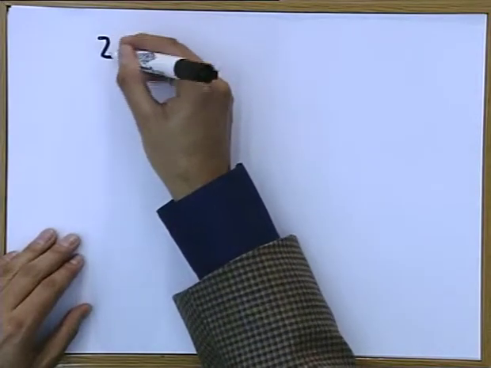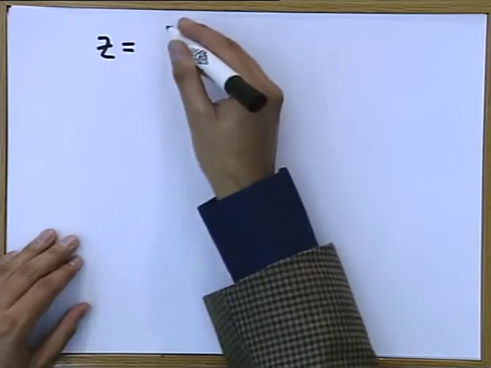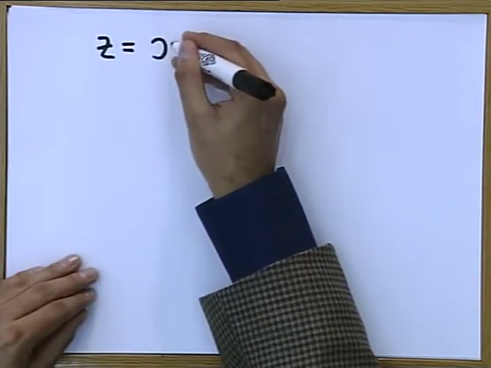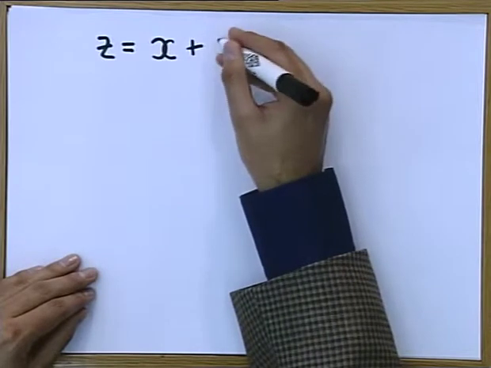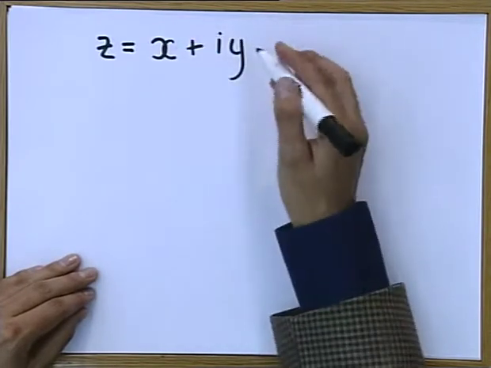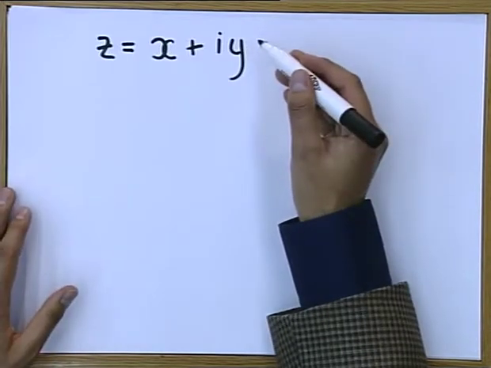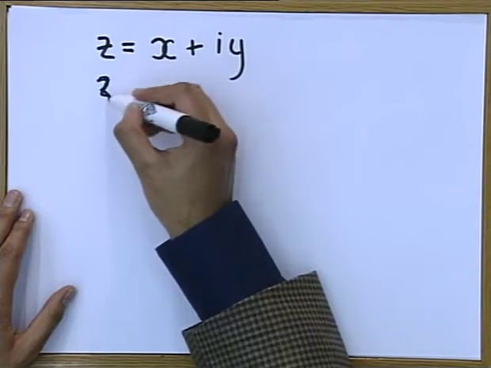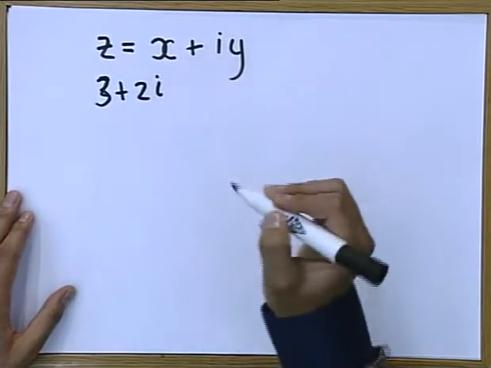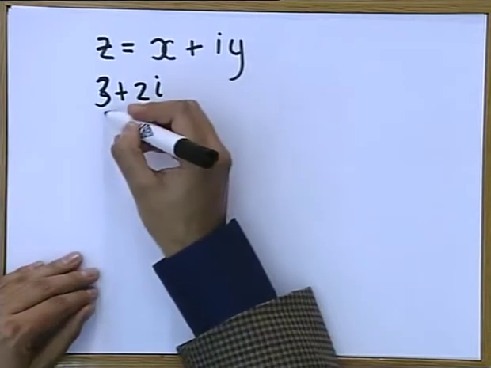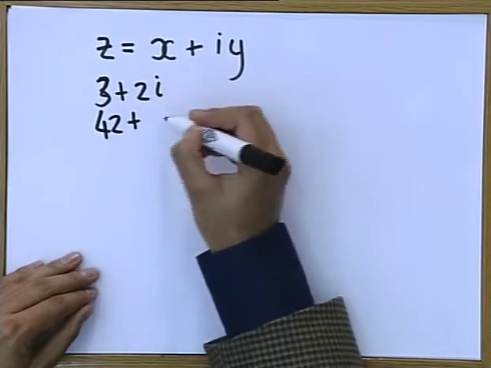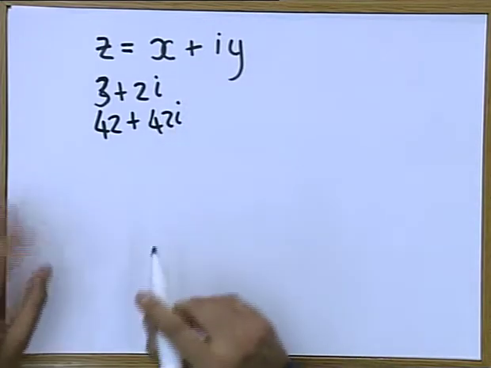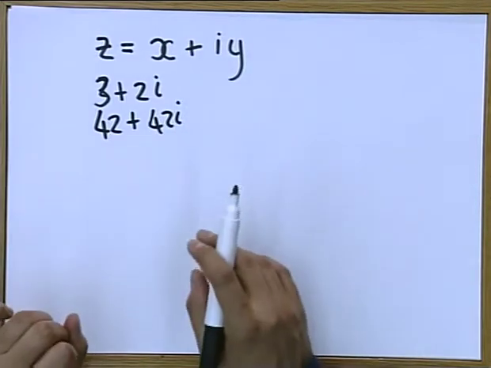So a complex number, say z, consists of two parts. It consists of a real part and a so-called imaginary part. So x is the real part and y is the imaginary part. And x and y are just normal integers. So for example, 3 plus 2i is a complex number, or 42 plus 42i is another complex number. So they're just complex numbers.